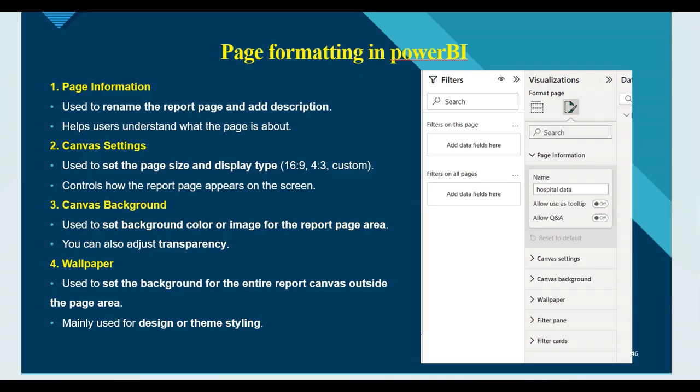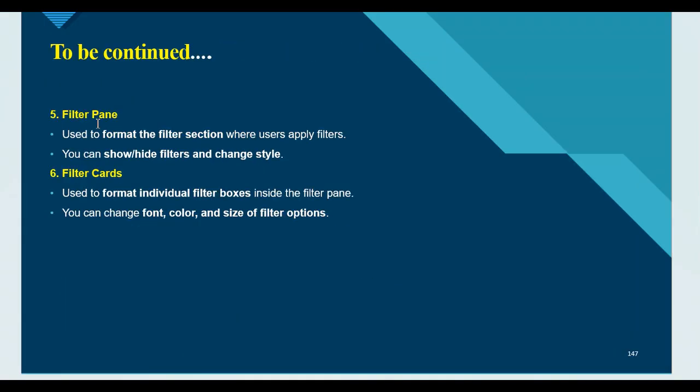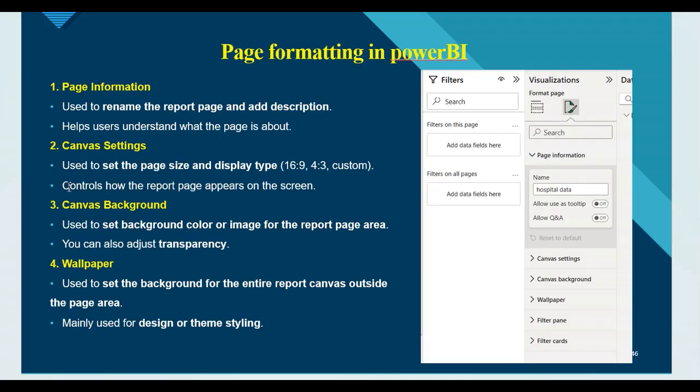So we have six options in page formatting: page information, canvas settings, canvas background, wallpaper, filter panels, and filter cards. Let me explain one by one.